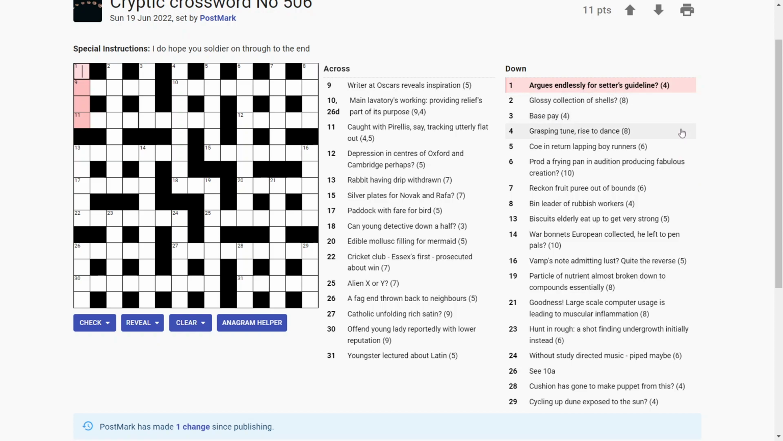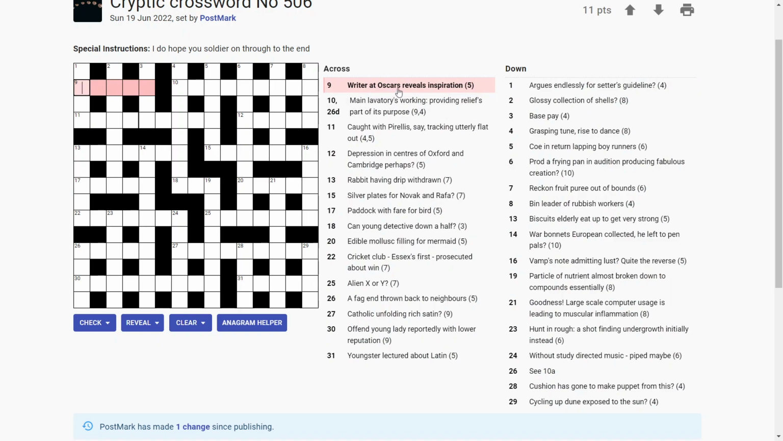Argues endlessly for setter's guideline. Now, given this, I want to write army. Argues endlessly could be AR, so argues without the end, and then setter's is my. Guideline, though, I don't know why guideline would be army.